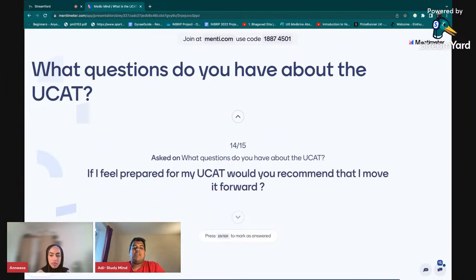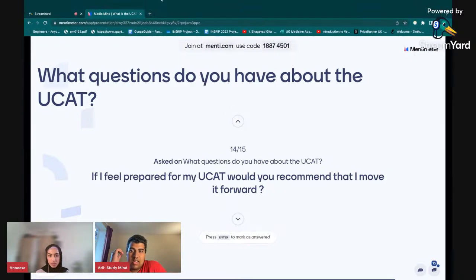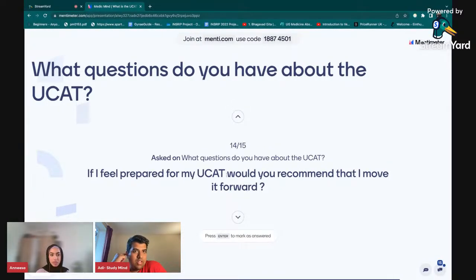If I feel prepared for my UCAT, would you recommend that I move it forward? If you feel prepared, go for it. Don't put it forward. Don't prepone. Just whatever date you got, just go with it. Just think about the practicalities of it more than anything. If you want to get your score so you have an idea about which universities would accept your score, that's something to think about.